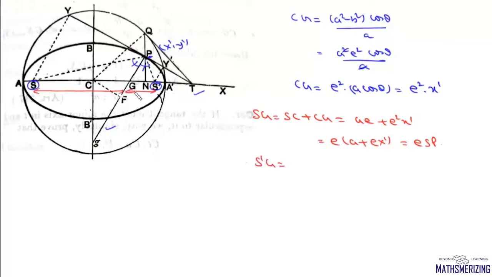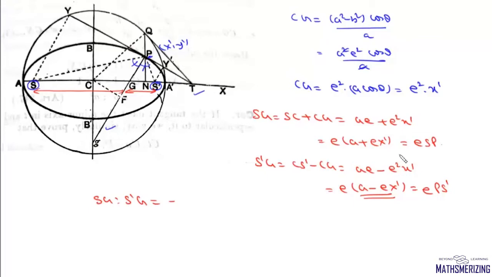In the same way, we'll find S dash G. This S dash G will be CS dash minus CG. Now CS dash is AE and then minus E square x dash. So again we'll take E common. It'll be A minus EX dash, and this again is the focal distance from this focus S dash. So it'll be E P S dash. We'll take the ratio SG to S dash G, which is equal to ESP to E S dash P. So we can write SG upon S dash G is equal to SP upon S dash P.